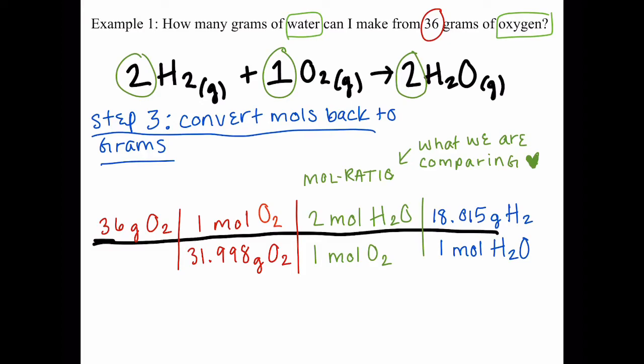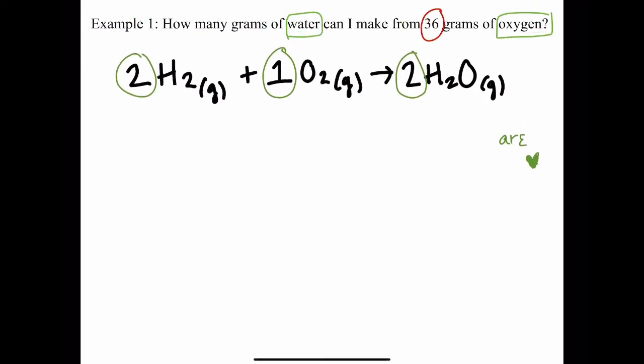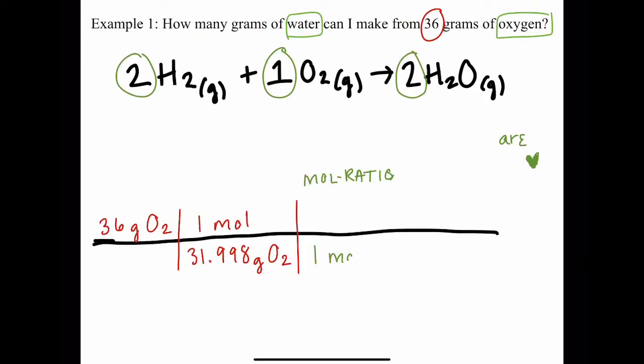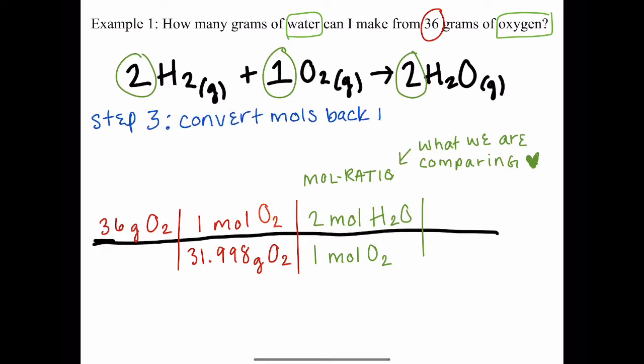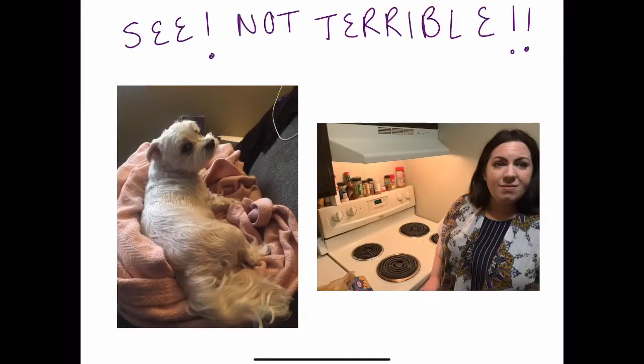So my next step is I need to go back from moles into grams. And that 18.015 number, I got that using the periodic table. So look, all of the diagonals will end up canceling out. And since I didn't have enough room to write all of the numbers we multiply on the top and all the numbers we multiply on the bottom, I did it right beneath. Ooh, it's going pretty fast. Sorry, you might have to push pause. But see, it's not terrible.